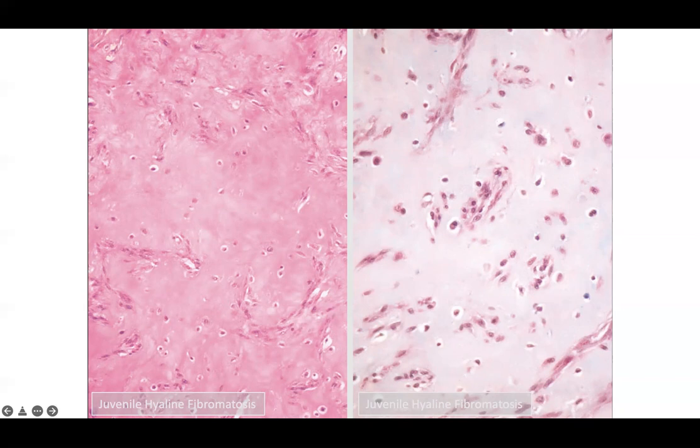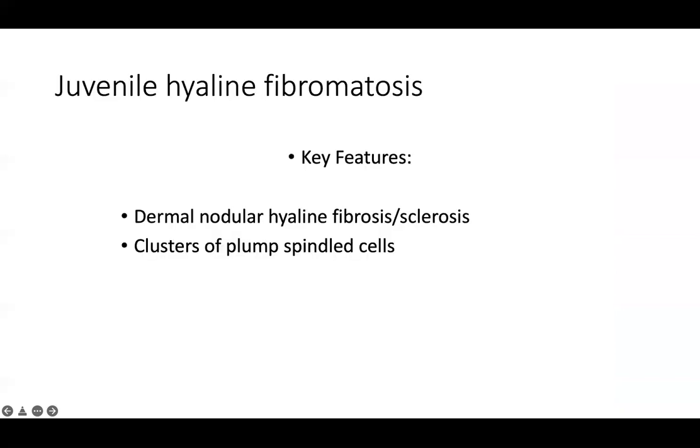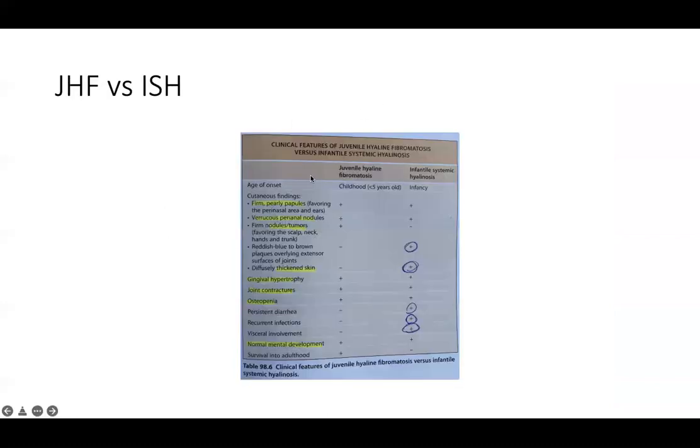So if you had a biopsy showing this with the nodules and you had the clinical presentation of JHF with all these, then you can put that together and say, okay, that's what they're asking about. This is rare to see in real life, but if you don't know it, you won't see it. And so that's why we have to know all of these things in dermatology.